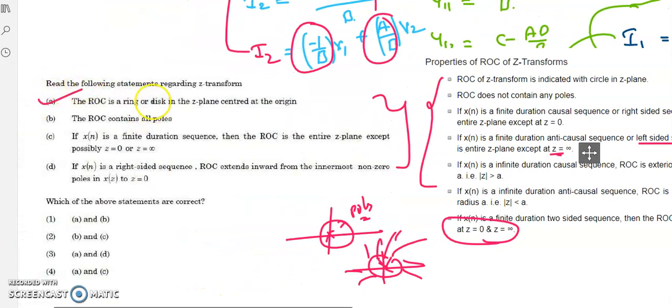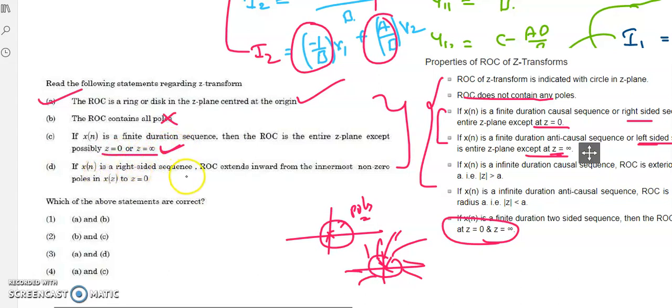See, the ROC is a ring or disk in the Z plane centered at the origin. It is perfect. The ROC contains all poles? No, the ROC does not contain any poles. Next, if x of n is a finite duration sequence, then the ROC is the entire Z plane except Z is equal to 0 or Z is equal to infinity. Yes, it is also correct, because for finite duration two conditions are there. One condition is for the right-hand side and the second condition is for the left side. For the right side, except Z is equal to 0, and for the left side, except Z is equal to infinity. Anyhow, here both conditions are mentioned, so we can accept this one.